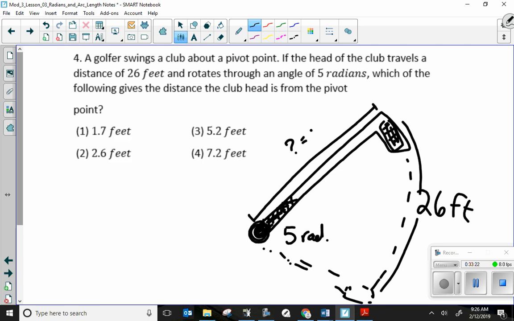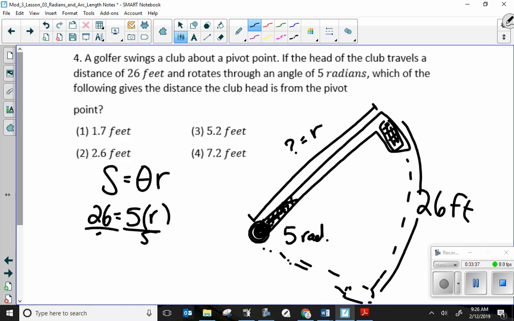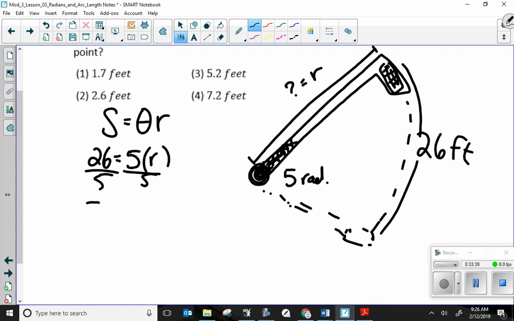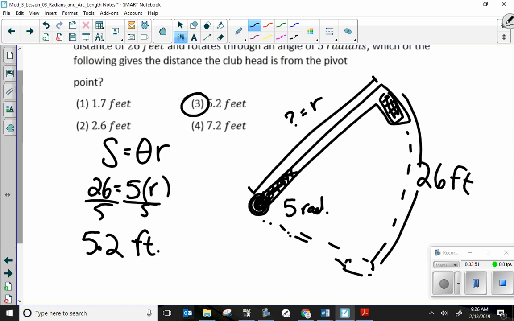Finding the radius. If the distance of the arc equals your angle in radians times your radius, 26 equals 5 times r. Divide by 5. That is going to be 5.2, I believe, because you get 5 and 1/5. It's 0.2. And that is in feet. That club is 5.2 feet.